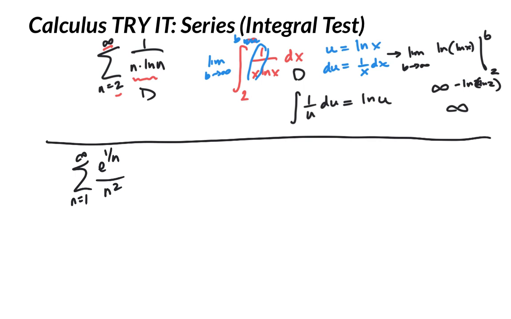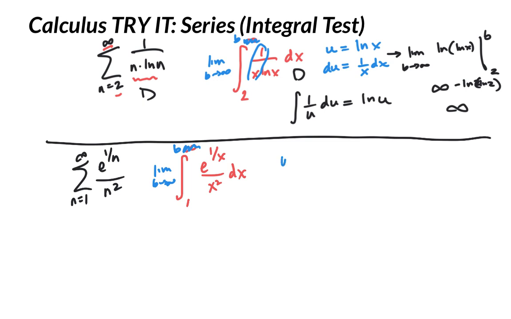All right, here's my work. I would once again go to the integral test, say, okay, same bounds. It's going to be e to the 1 over x squared. To have the correct notation, we should do this.